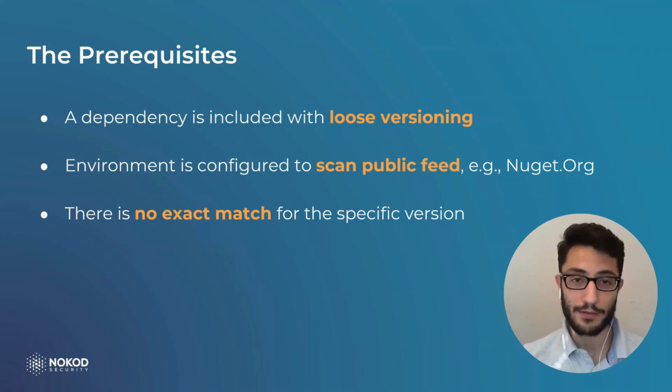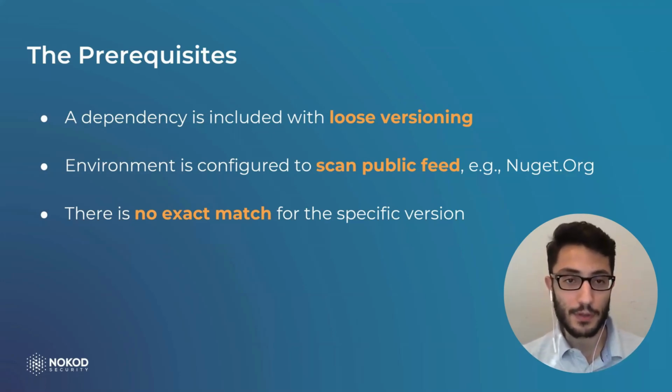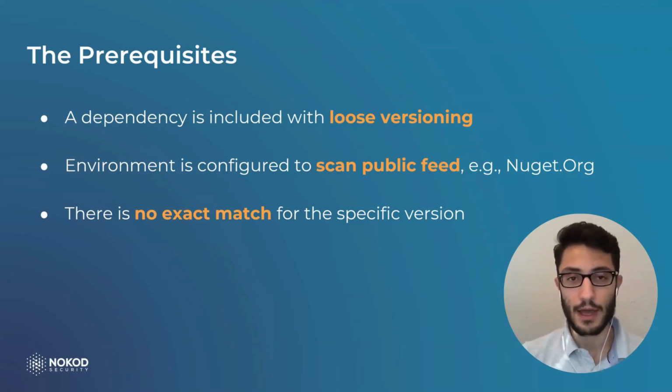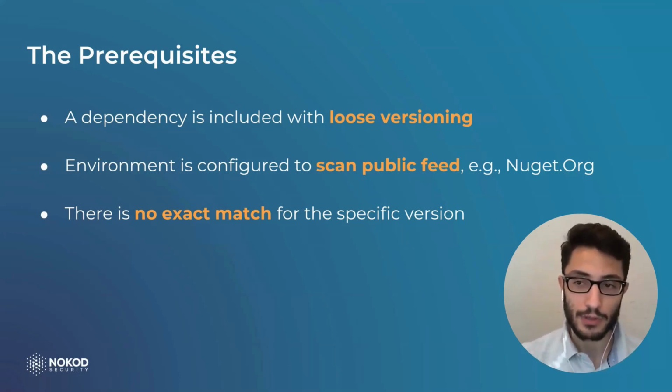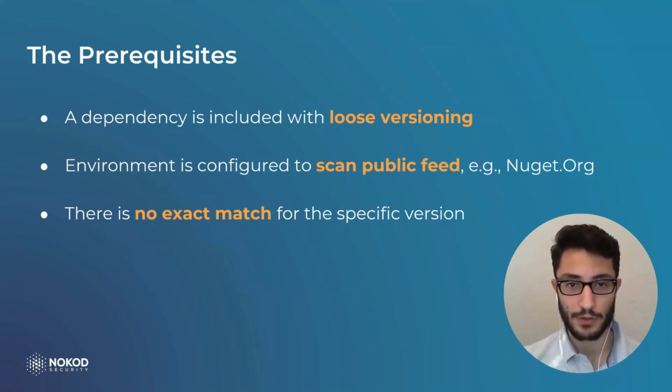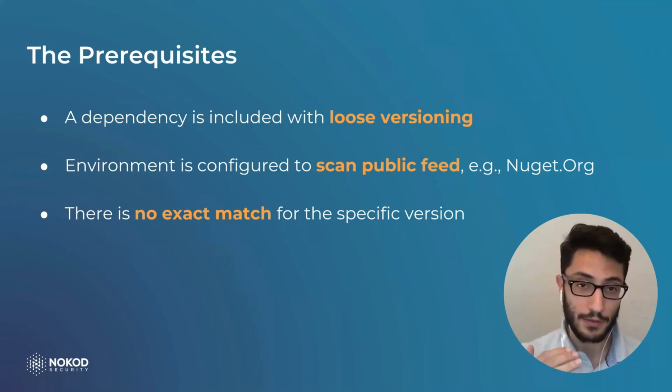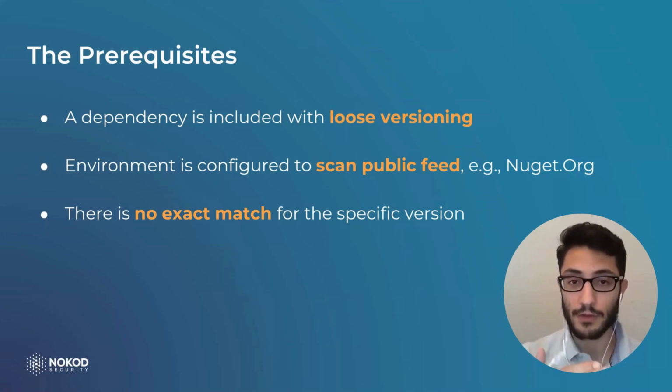To avoid it, we have loose versioning. This means that if the specified version does not exist, the package manager will look for the next version above the specified version. So for example, if the developer asks for version 201 and this version does not exist, the package manager will search for the next available version, for example, 207.